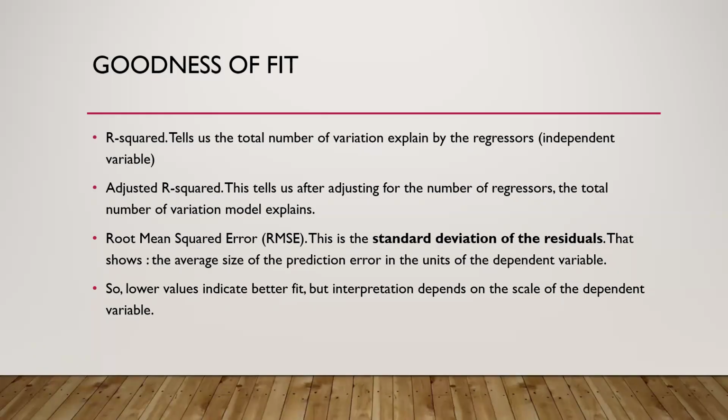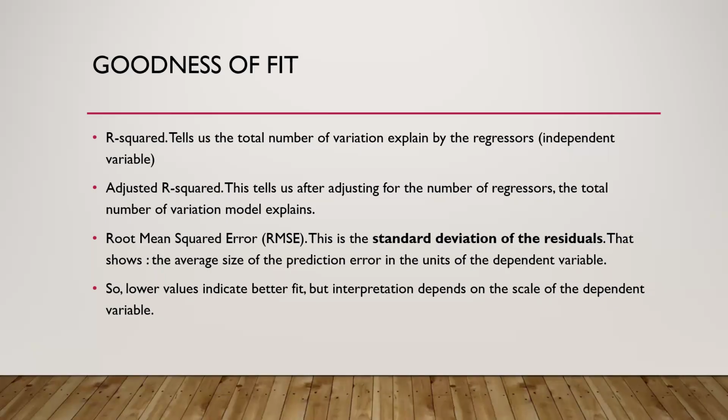And then we also talked about the adjusted R-square. The adjusted R-square tells us, after you've adjusted for the number of regressors in the regression analysis, the total amount of variation the model explained. You can see that if we do some adjustment in our regressors, the result will be the adjusted R-square. That result tells us the total variation after the adjustment.